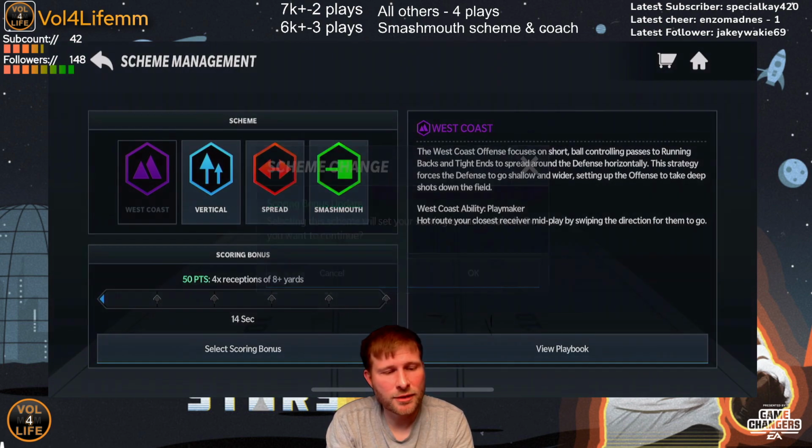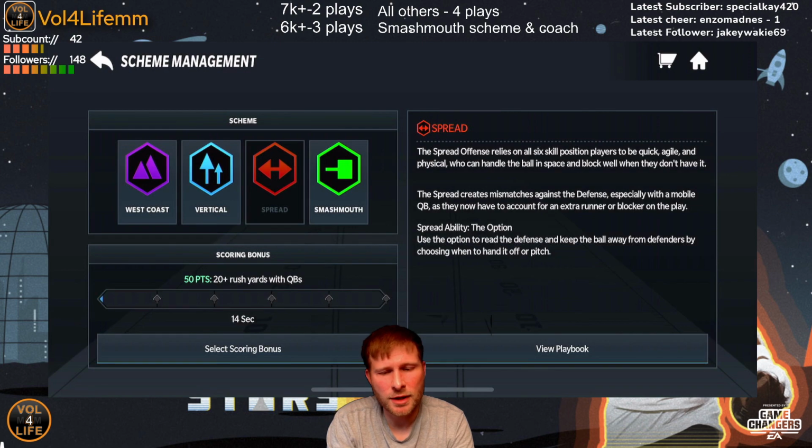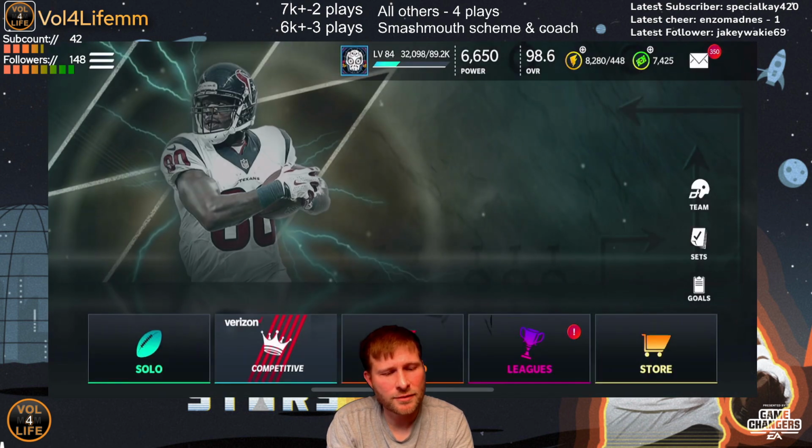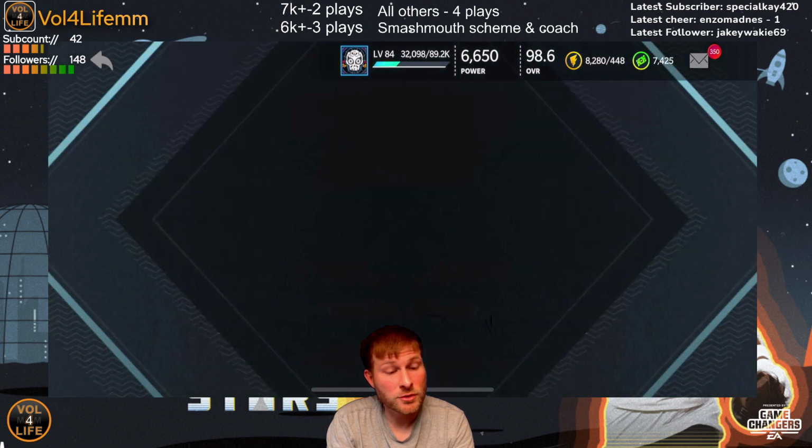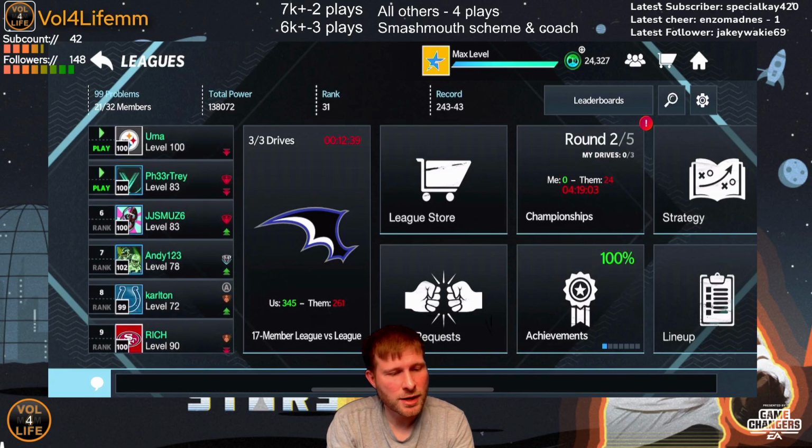So let's take a look at the spread variation of halfback dive, and where I like the spread variation of halfback dive is in first down situations, really. So that's usually where I use that primarily.